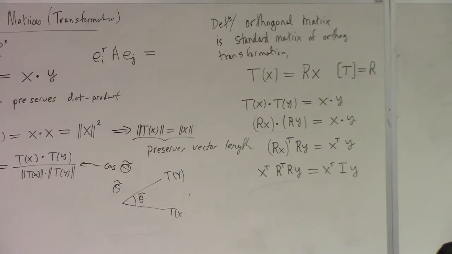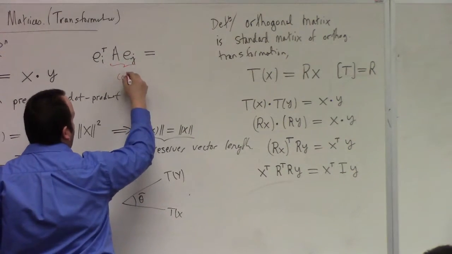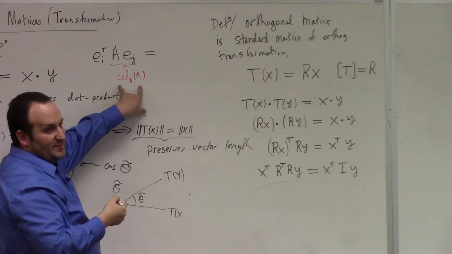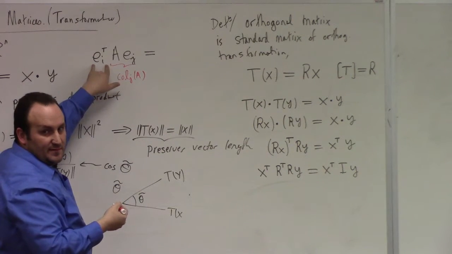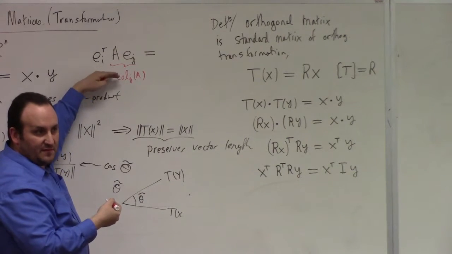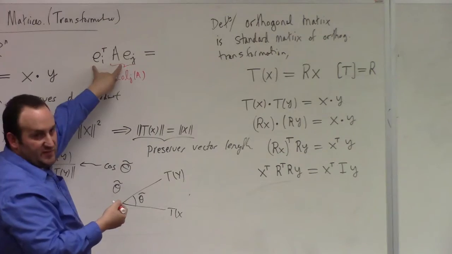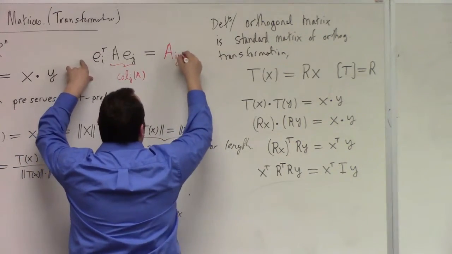Let me walk you through it. It's been a little while since we did this kind of stuff. But what's this? This is column j of A, right? So what happens when you take column j of A and multiply it by ei transpose? It picks off the ith component of that column. So this is just a sneaky way of projecting out the ijth component of A.